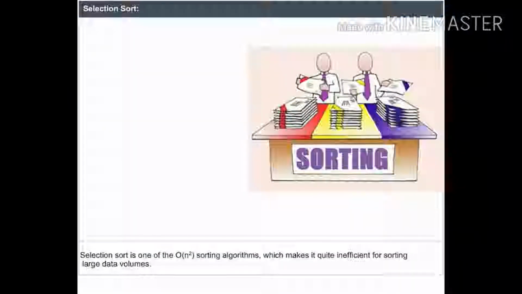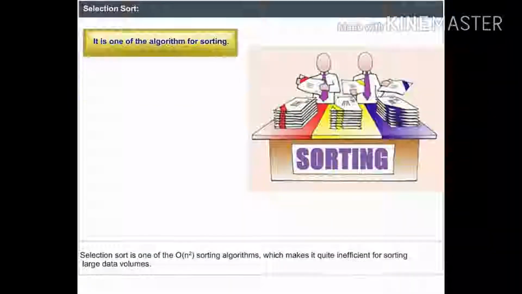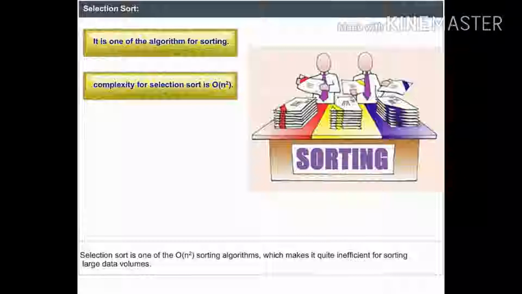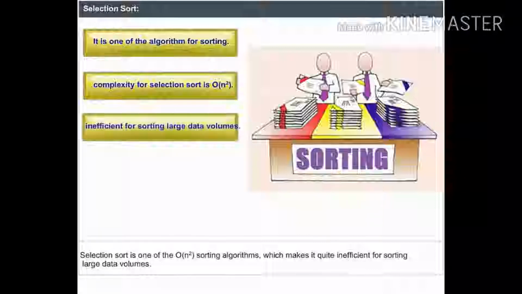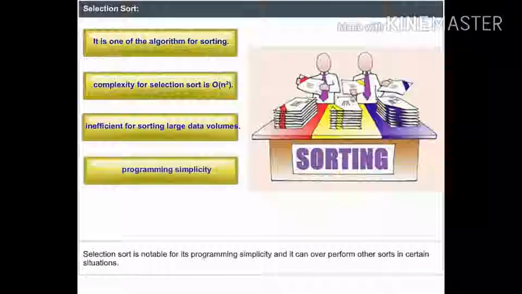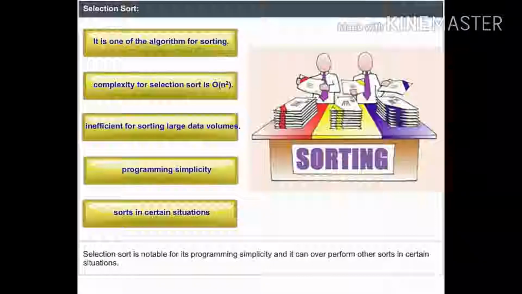Selection sort. Selection sort is one of the O of n to the power of 2 sorting algorithms, which makes it quite inefficient for sorting large data volumes. Selection sort is notable for its programming simplicity, and it can overperform other sorts in certain situations.